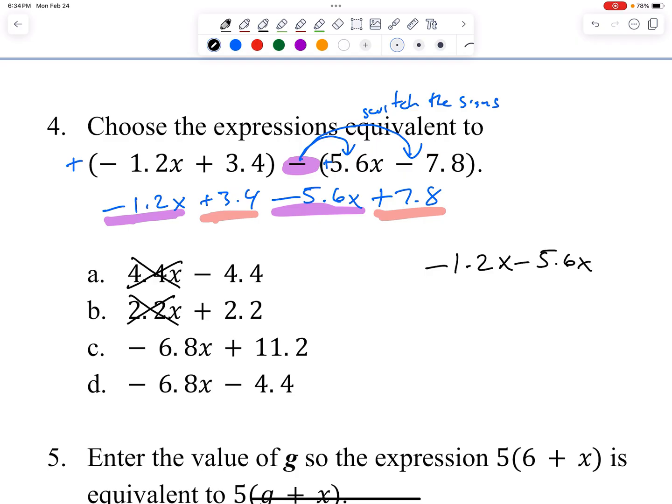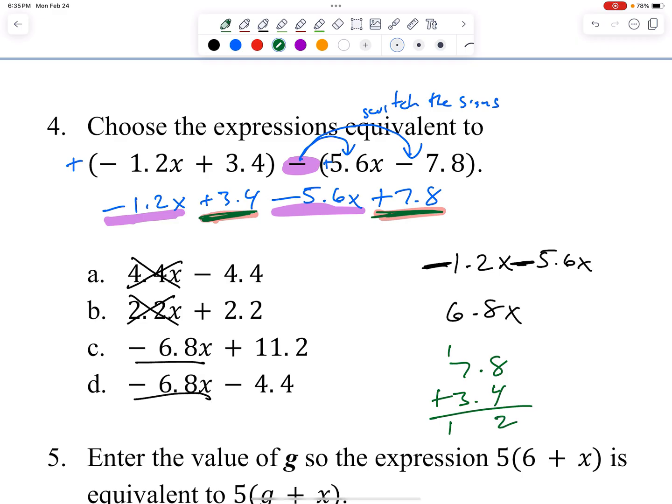So in other words, if they're both the same sign, I'm going to add those and keep it as a negative. So 5.6 plus 1.2 is 6.8x. Oh, look at that. They're both the same. So what matters is the numbers 3.4 and 7.8. So 7.8 plus 3.4, that's 2, carry the 1. 7 plus 3 is 10, carry the 1, that's 11. So I have C as my answer.